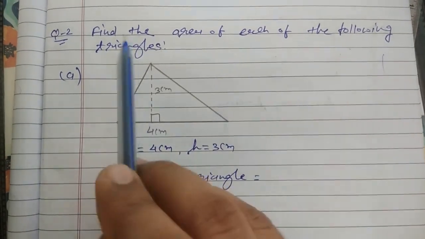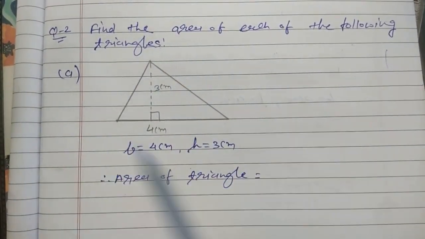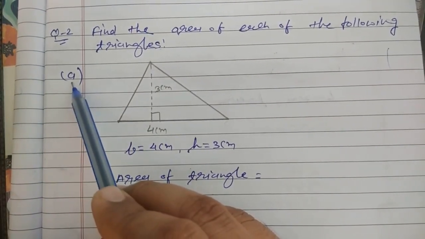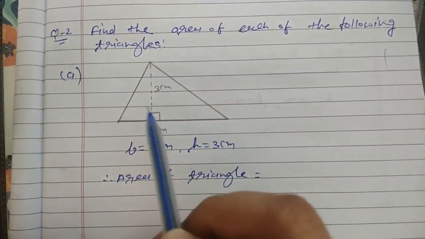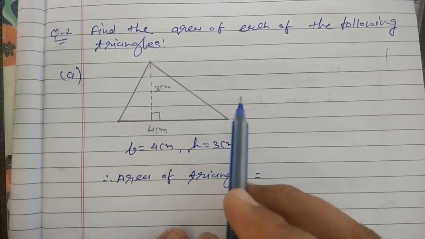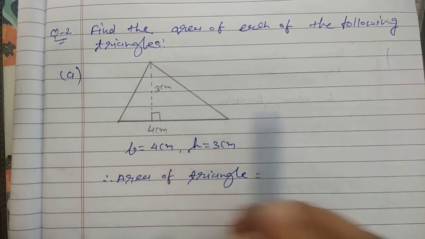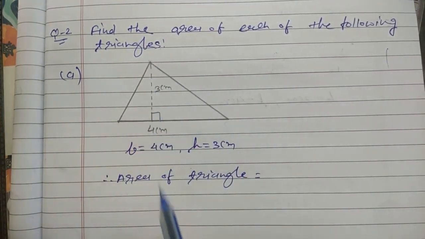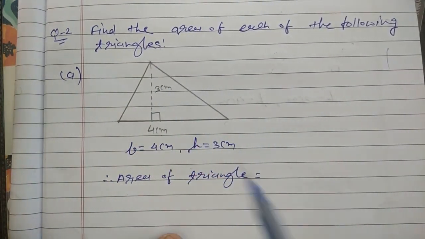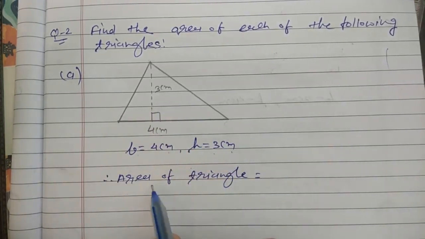Question number 2 is find the area of each of the following triangles. So sum A, here a triangle is given. In this triangle we know that, the same way as the parallelogram, its side is our base. So this 4 centimeter is our base, and this dashed line is the height. So base is 4 centimeter, height is 3 centimeter, therefore area of triangle.